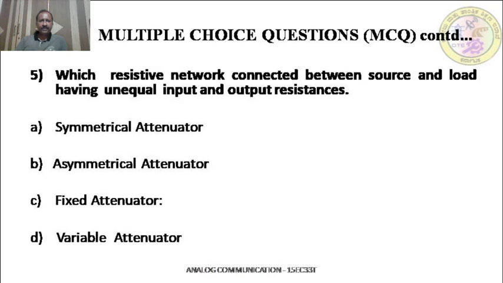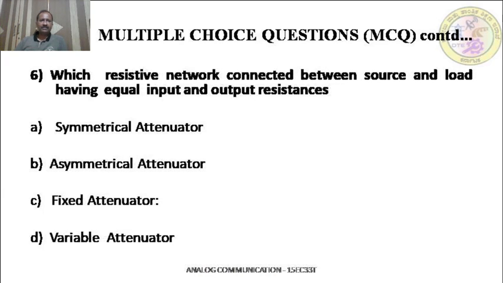Next, fifth one: which resistive network connected between source and load has unequal input and output resistance? Option A, symmetrical attenuator. Option B, asymmetrical attenuator. C, fixed attenuator. D, variable attenuator. For this, correct answer is asymmetrical. In symmetrical, the input and output are equal. In asymmetrical, they are not equal. So answer B is correct for this question.